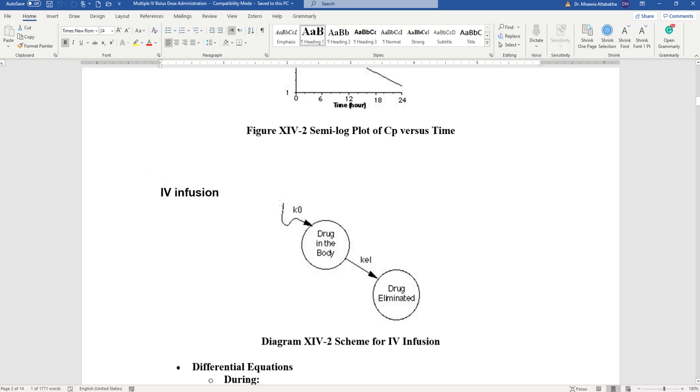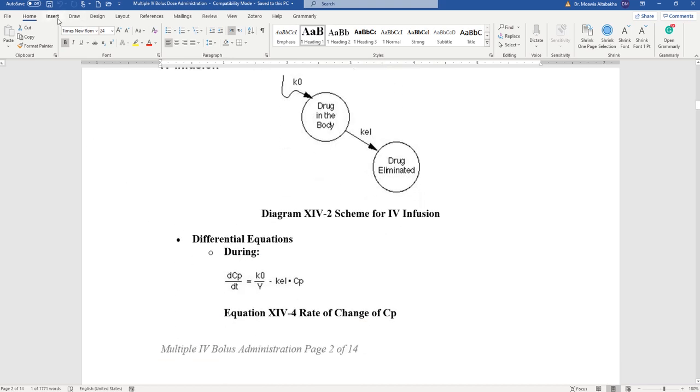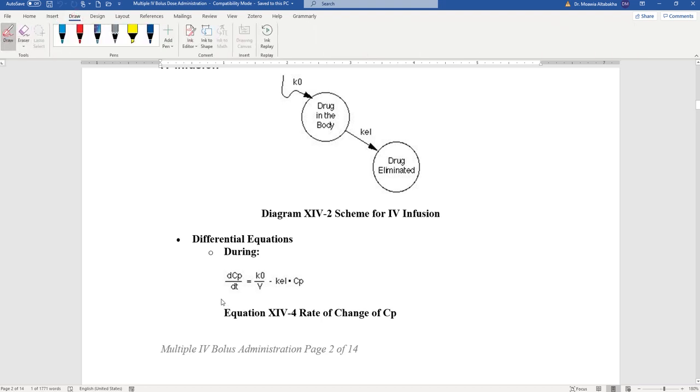With IV infusion, we have input and we have output. What did we say? We said that the change in concentration is equal to the rate of input minus the rate of output. Maybe the difference here is that you see V. If you remember the equation we used, V times dCp is equal to K0, which is the rate of input, minus V times Kel times Cp. This equation is already written in your notes; they divided everything by V. That is why you see here the rate of infusion divided by the apparent volume of distribution.